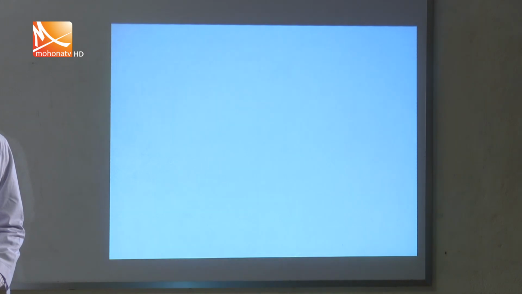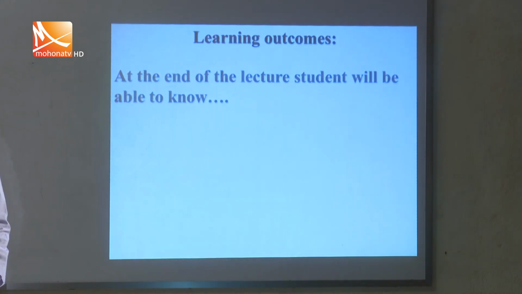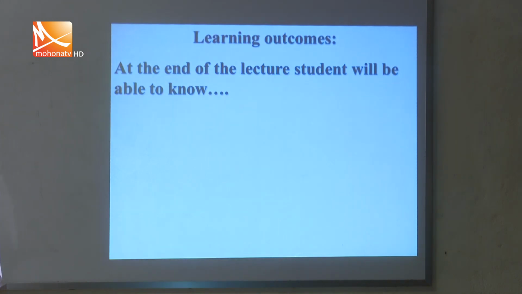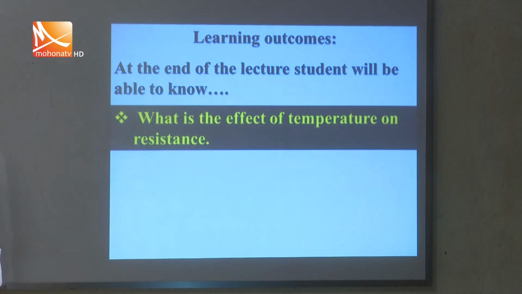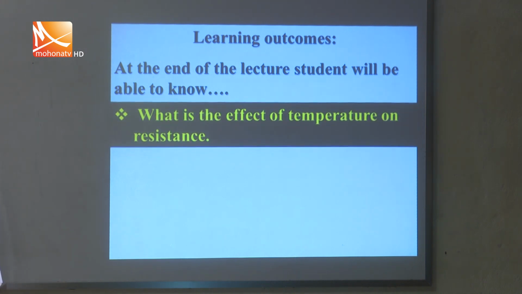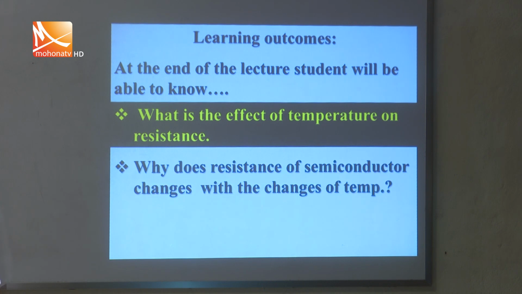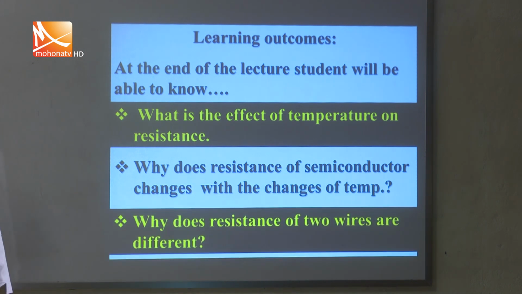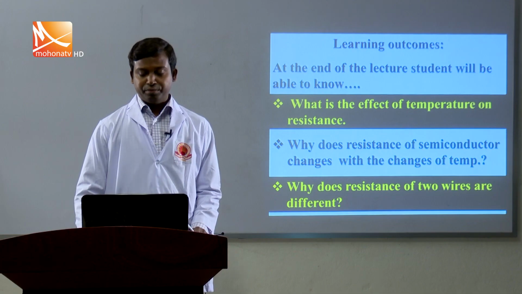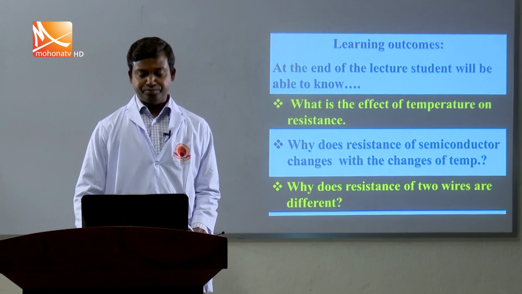So what are the learning outcomes? At the end of the lecture, the student will be able to know what the effect of temperature on resistance is, why the resistance of a semiconductor changes with the change of temperature, and why the resistances of two wires are different. Finally, they will be able to solve some mathematical problems and creative questions that help them to make a better result in the examination.